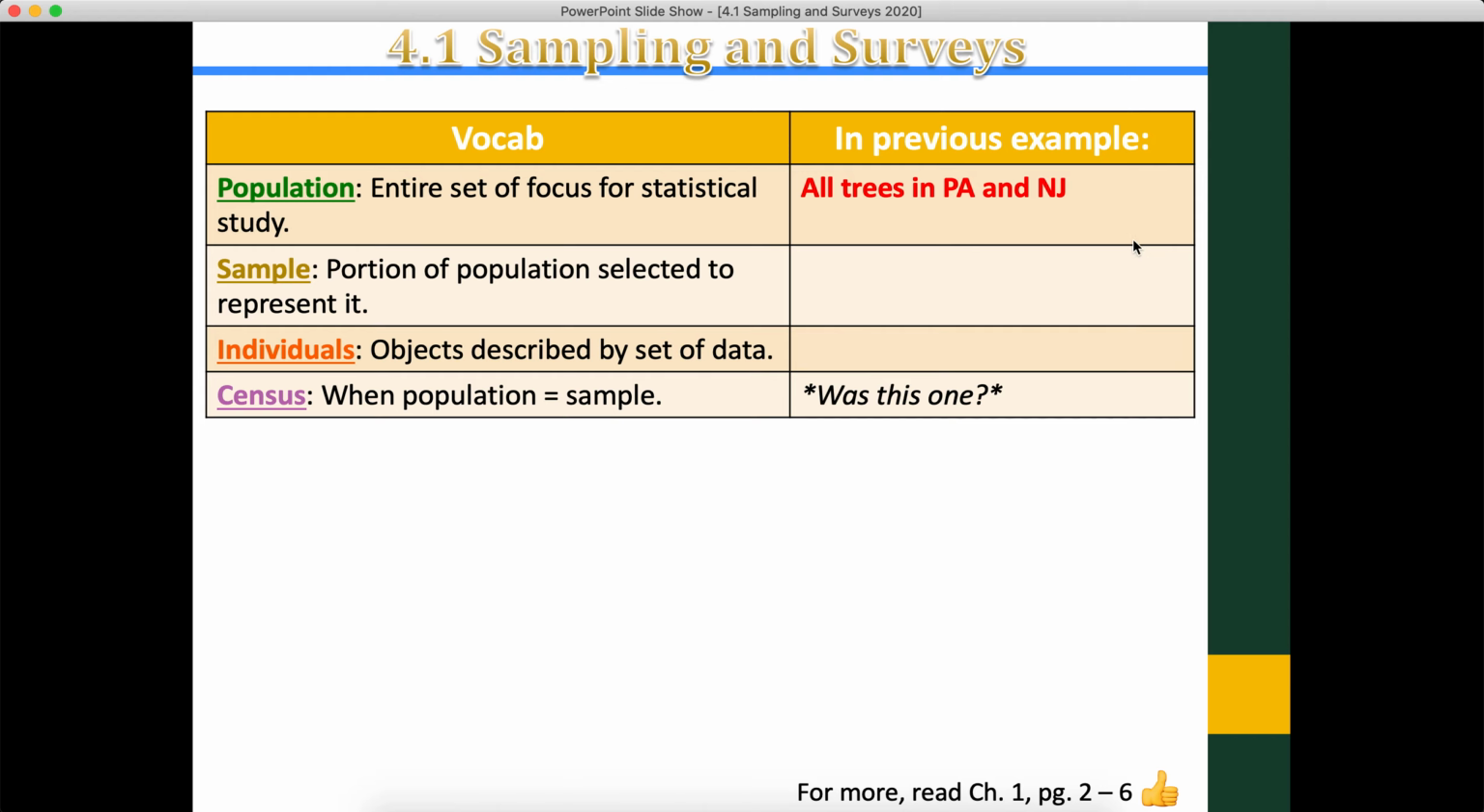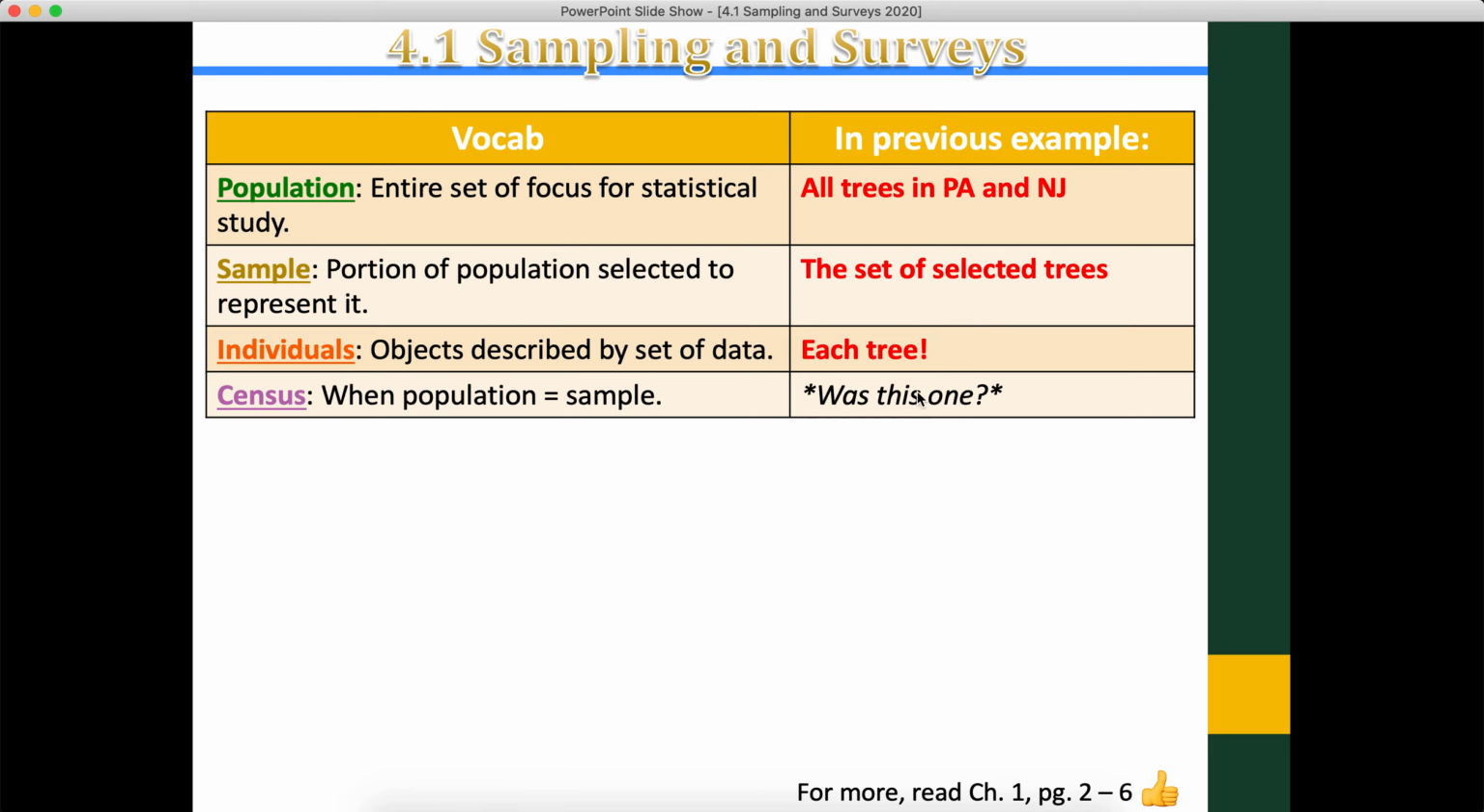It's more like bug infestation is the variable that was giving us the proportions. It was more or less every tree would have a yes or no in terms of infestation with the bug or not. The sample is the part of the population that I'm extracting. It's going to be the set of all selected trees. And then individuals are the objects described by the set of data. So it is each tree.